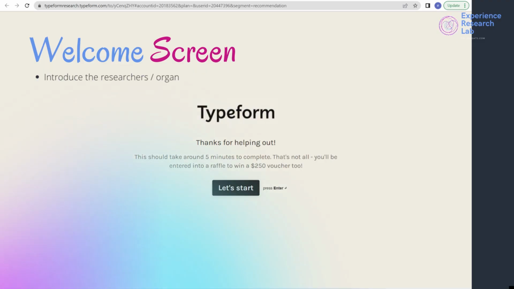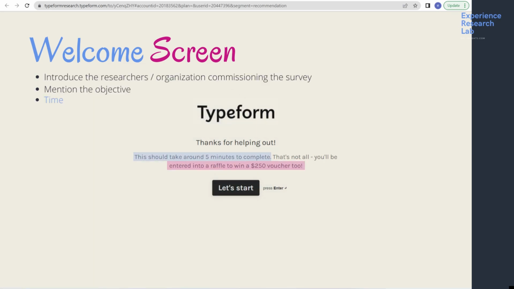It contains a welcoming message introducing the researcher or the organization commissioning the survey and the objective it is trying to achieve. Another essential piece of information to put here is the confidentiality statement and incentive arrangement, if any. If the respondents are happy with everything mentioned here, they may continue.